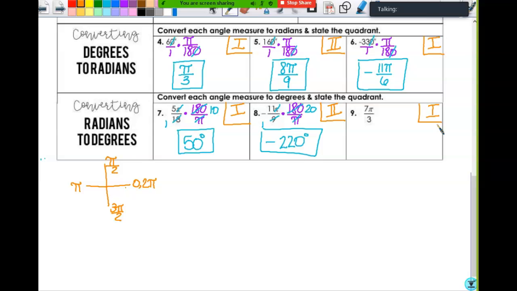Okay. All right, so 7 pi thirds. Oh, I need to convert now. So I'm going to multiply this by 180 over pi. I'm going to cancel the pi's. 3 goes into 3 once, goes into 180 60 times. So I just have 7 times 60, which is 420 degrees. Any questions at all at this point?